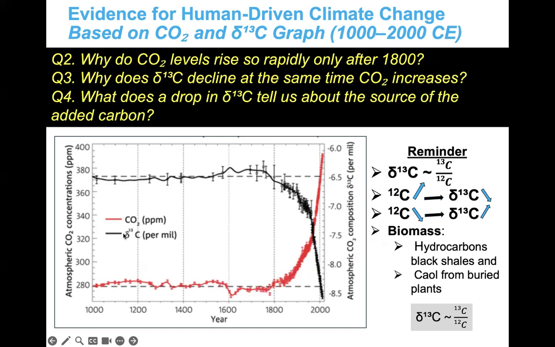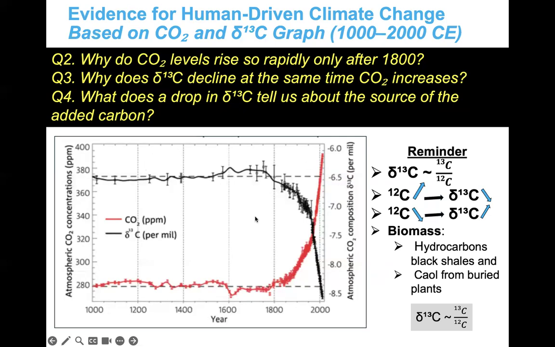At the same time, delta 13C starts to decrease sharply right at 1800. It decreased sharply. Why is that? Remember, delta 13C is proportional to 13C over 12C. So why this drop right here? If delta 13C drops, what does this mean? It means you have a gain of 12C. Let's write this information down here.